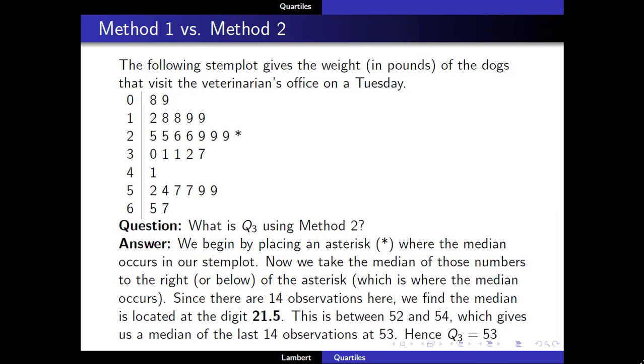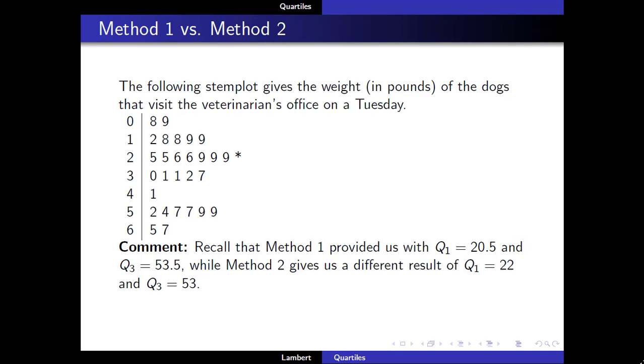So these different methods actually give different answers, and that's what we want to call out here. Method 1 gave us a first quartile of 20.5, whereas method 2 gave us a first quartile of 22. Method 1 gave us a third quartile of 53.5, whereas method 2 gave us a third quartile of 53. So there are going to be some differences between these two.